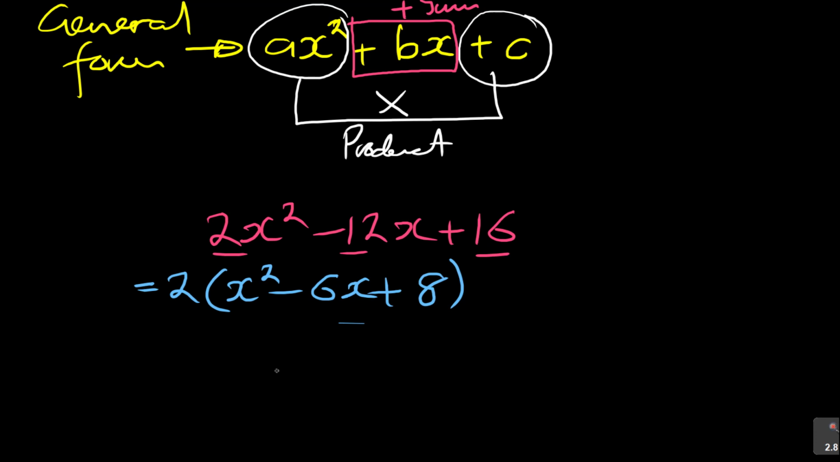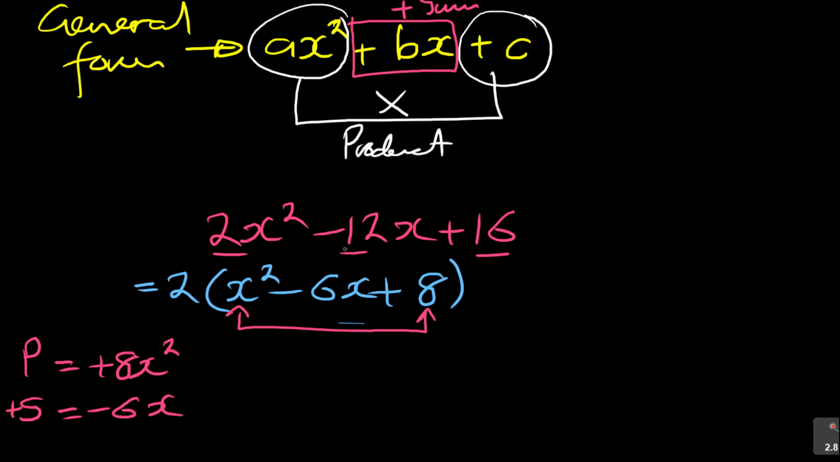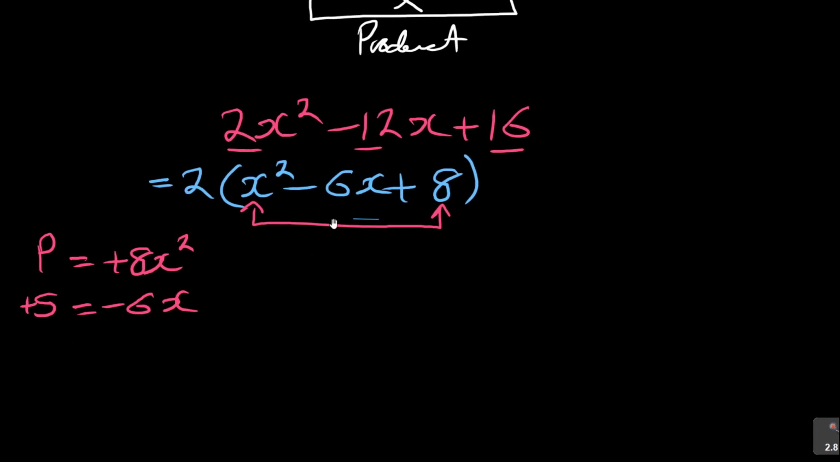Then from there, you focus on the inside. That's where you do that. That's your product, the inside. Your product is not that 2, it's the 8 times x squared, which is positive 8x squared. Your sum is minus 6x, no longer minus 12. It was going to work even if you do it like that, but focus on this. This is the way to do it. First factorize where it can be factorized.